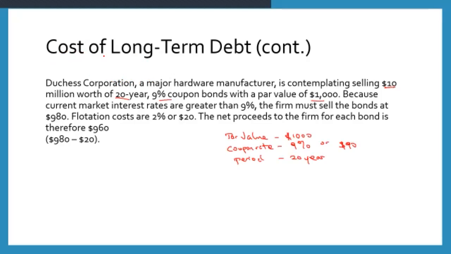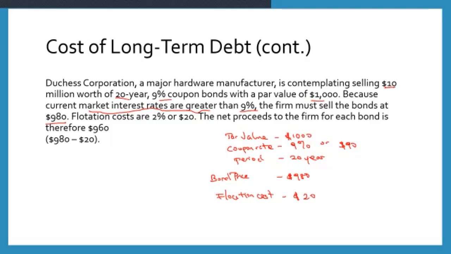Because current market interest rates are greater than 9%, the firm must sell the bonds at 980, right? The market interest rate is greater, so therefore this bond is selling at a discount, right? So we have the price of the bond is 980. Flotation costs are 2% of 1,000 or $20. So my flotation cost is $20.